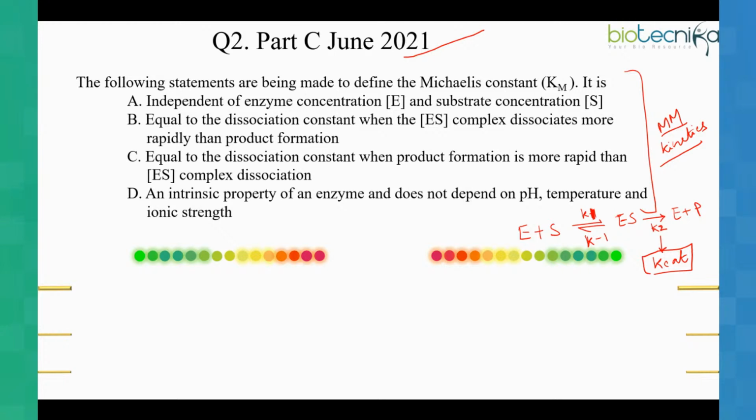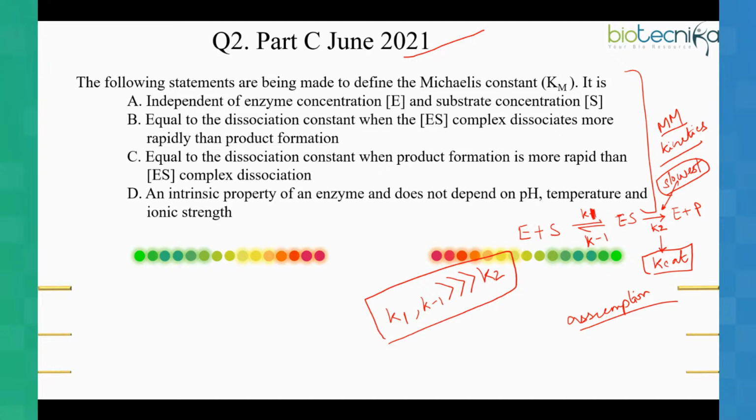Now, there is an assumption in Michaelis Menten that k2, which is the rate limiting step, is the slowest step. Rate limiting means it is the slowest step. So the rate constant of the rate limiting step is always less. That's why Michaelis Menten assumed that k1 and k minus 1 are much more than k2. This is their assumption.